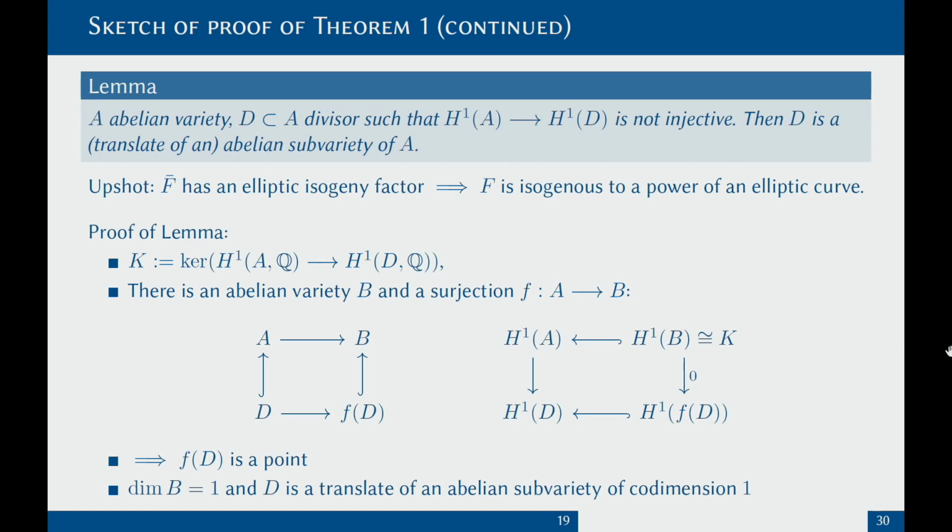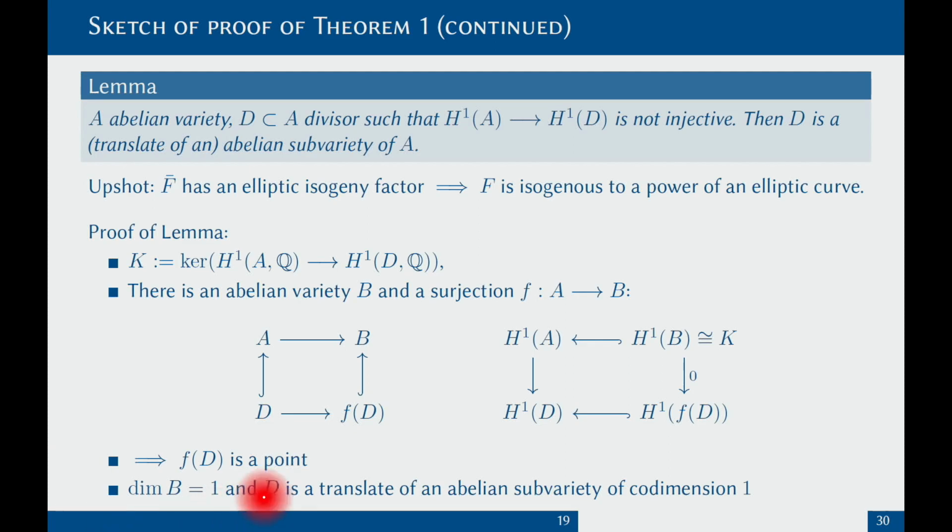So what does that tell you? Basically what I've said is automatically you reduce yourself to a situation where you have another abelian variety, you have a subvariety of that abelian variety, and when you restrict from the first cohomology here to the first cohomology of that subvariety, you get the 0 map. The only way that can happen is if it's the inclusion of a point in an abelian variety. And so automatically from this, you get that this f of d has to be a point.